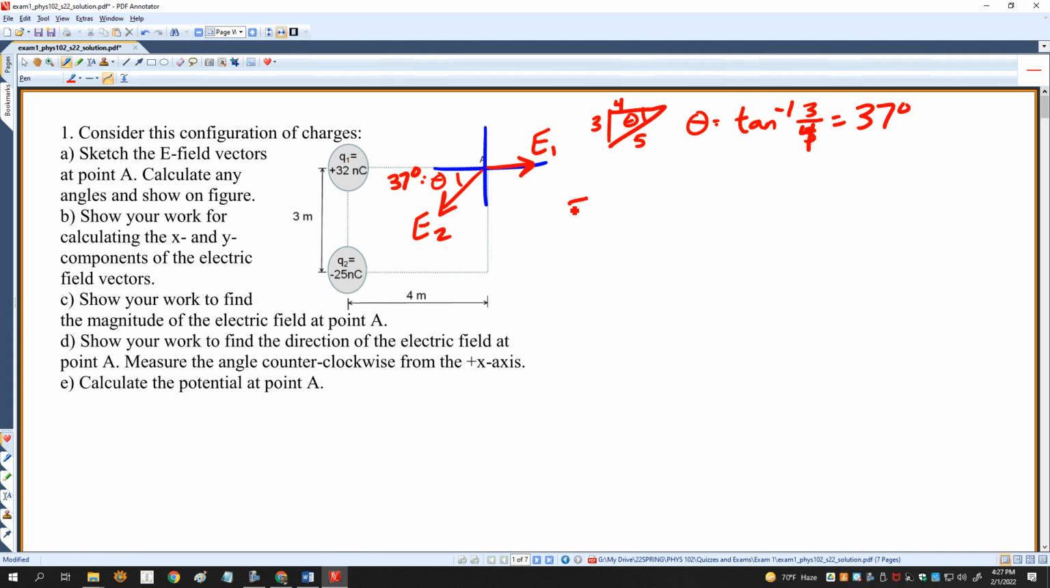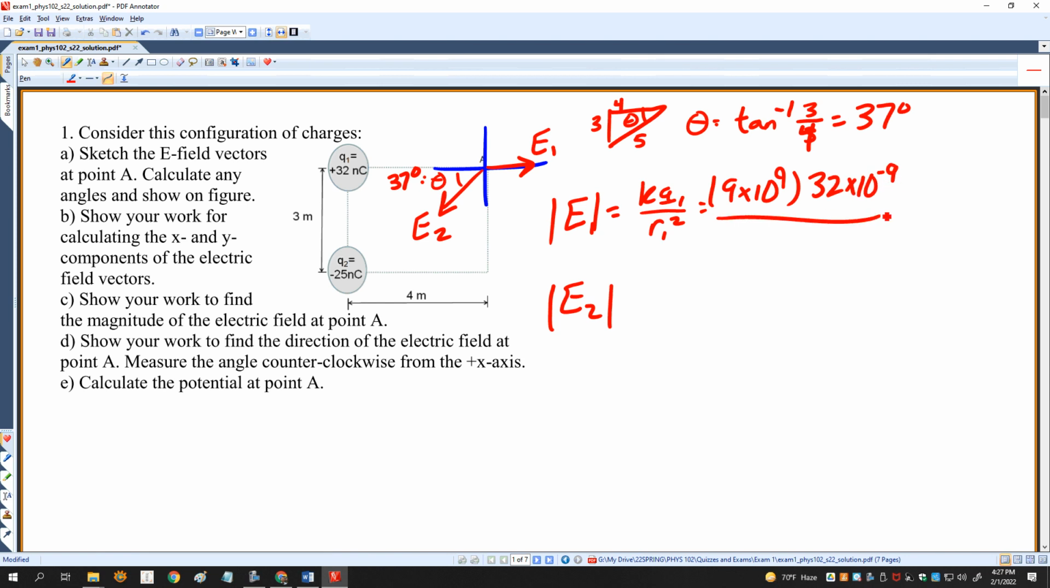And then I need to calculate E1 and E2, the magnitude of those vectors. That's going to be KQ1 over R1 squared. That's 9 times 10 to the 9th. Q1 is 32 times 10 to the minus 9 divided by the distance from here to here. This is R1, and that is 4 squared. 4 squared is 16, so that cancels with that. That cancels, and that leaves me with 18 newtons per coulomb.